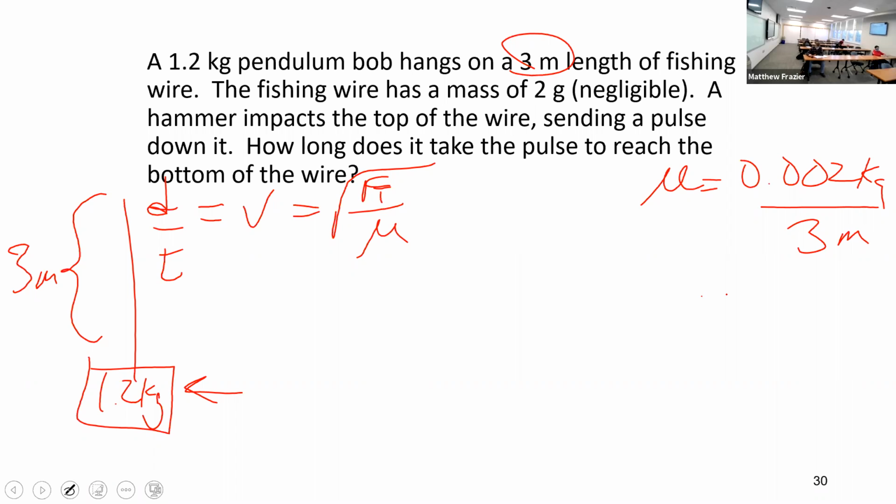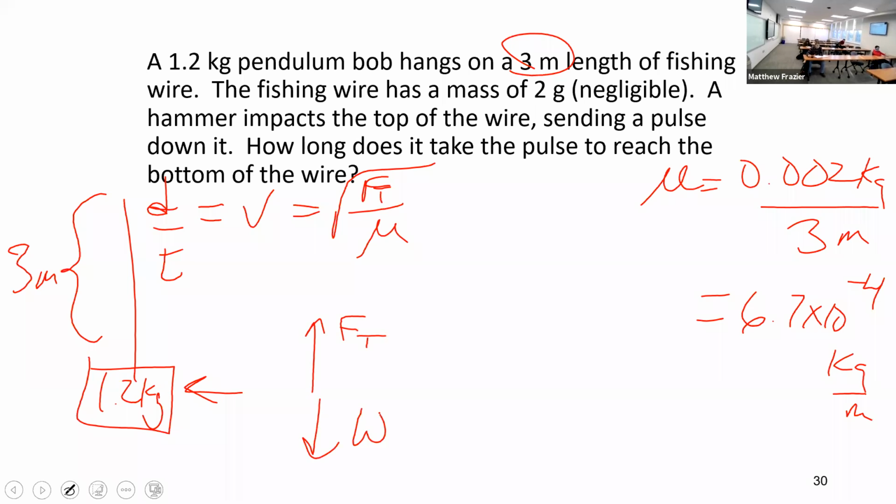Okay. And that would be 6.7 times 10 to the minus 4 kilograms per meter. So now we can plug it in here, except we don't know what the tension is. So we have to find the tension. And this is where we do a free body diagram for this mass. And so the tension here is going to be the weight. And so it's going to be 1.2 kilograms times 9.8 meters per second squared.